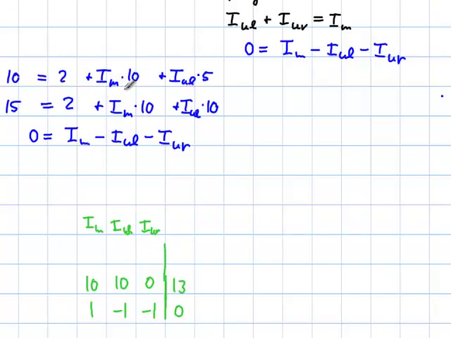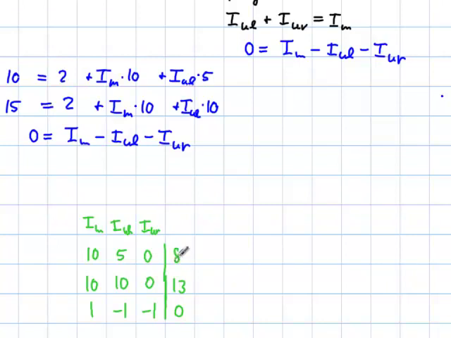For the first one, IM carries a 10. IUL carries a 5. And I just noticed I must have made a mistake. I'll fix that in a moment. IUR, there is no IUR, therefore it's 0. And then I have 10 minus 2 is 8.